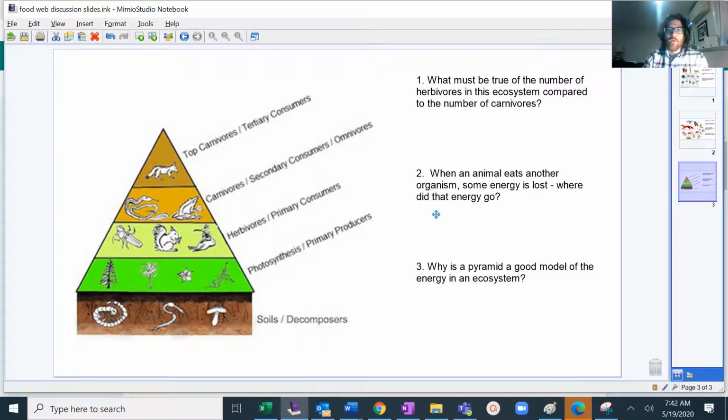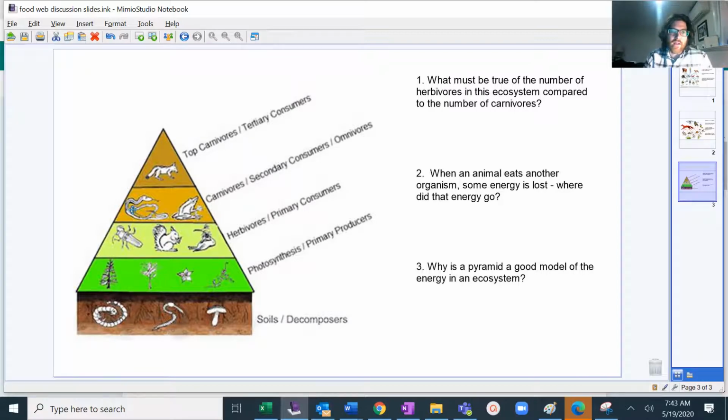Number 2, when an animal eats another organism, some energy is lost. Where did that energy go? Well, when the squirrel eats nuts from the plant, most of the energy from that plant was used to create those nuts, but some energy was also used to grow the plant, or grow leaves, or grow bark, or things that the animal is not eating.